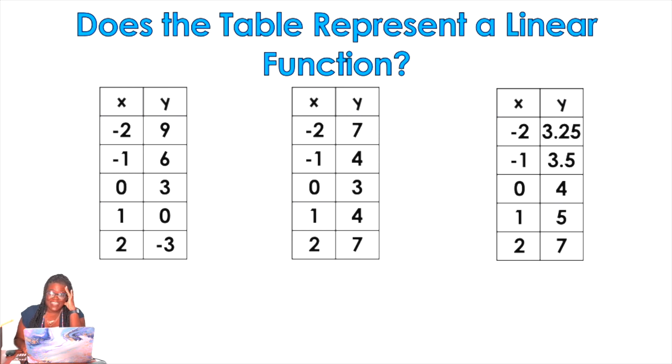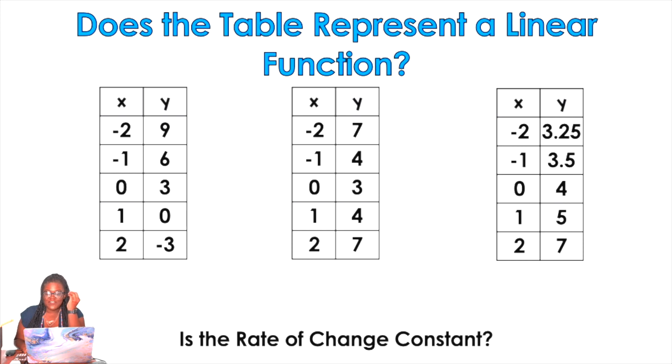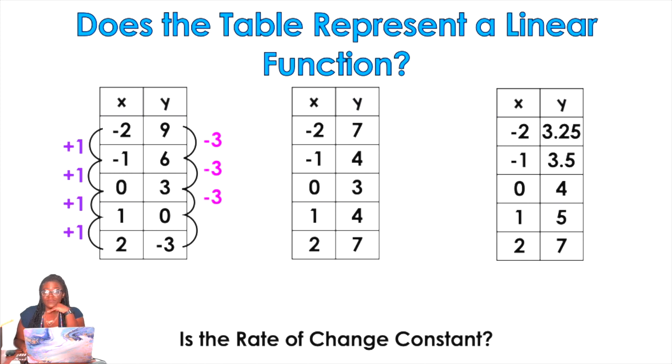Does the table represent a linear function? First of all, we have to say, is the rate of change constant? What do I mean by that? Look at the x column. Everything's increasing by one. That's constant. But we also have to look at the y column. Everything's decreasing by three. Also constant. Is the rate of change constant? Yes, this is a linear function. It's that easy!